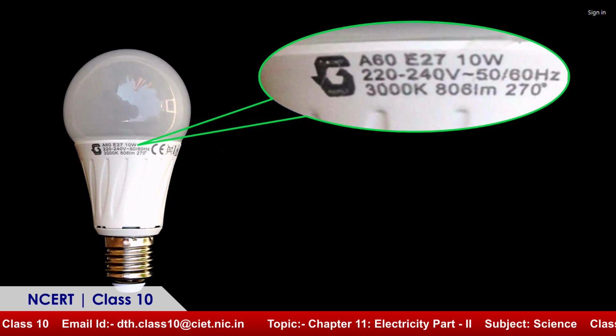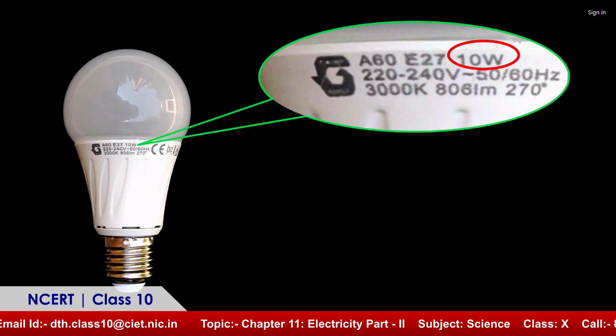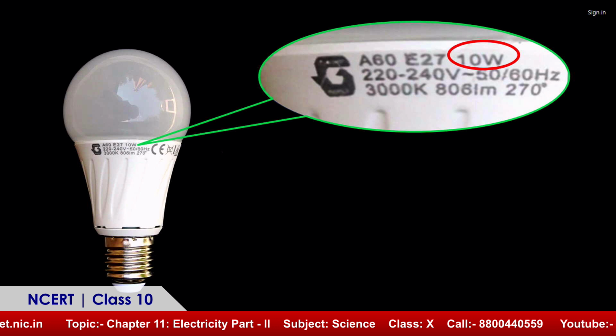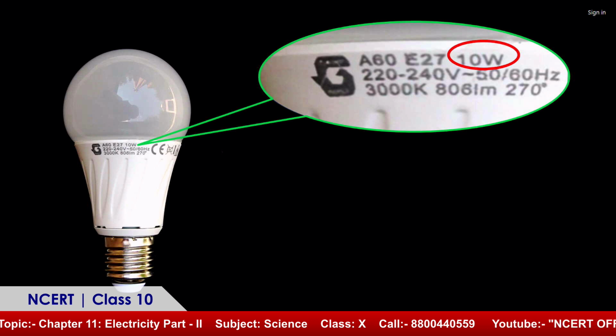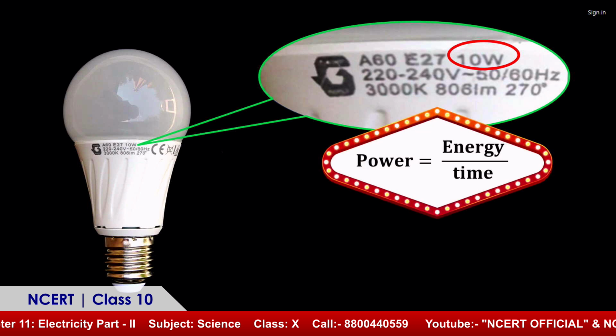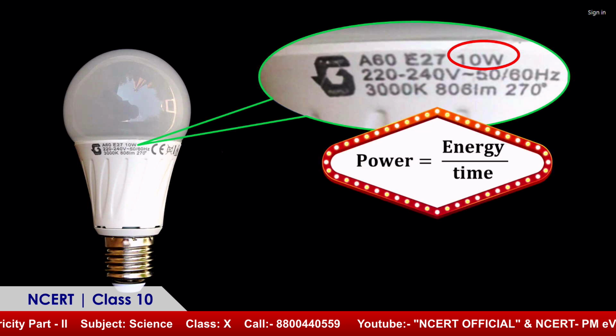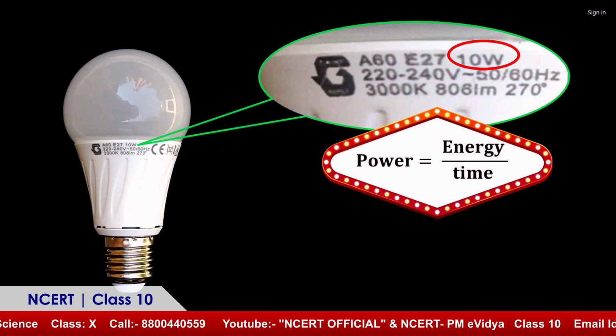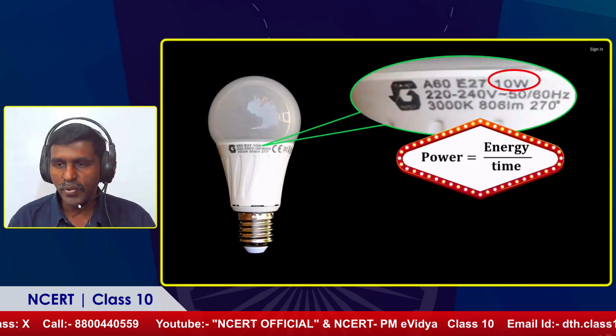Another important specification given here is 10 watts. This 10 watts represents the power of the bulb. What does power really mean? Power, normally, is energy by time. We are applying some energy for a particular time. That is what we call power.